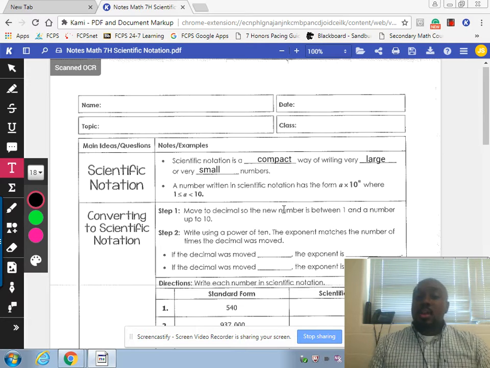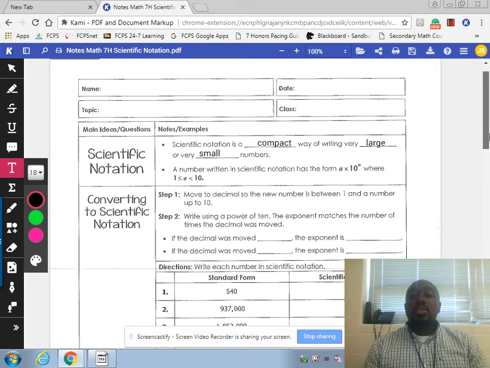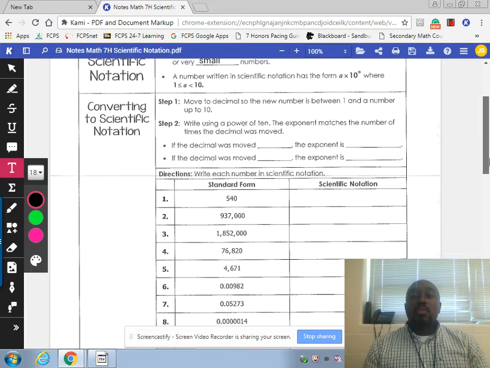Scientific notation. What is scientific notation? Well, scientific notation is a compact way of writing very large or very small numbers. A number written in scientific notation has the form a times 10 to the nth power, where a is greater than or equal to 1 and less than 10. That is very important. The number out front must be at least 1 and has to be less than 10. You will see exactly what I mean when we do a few examples.